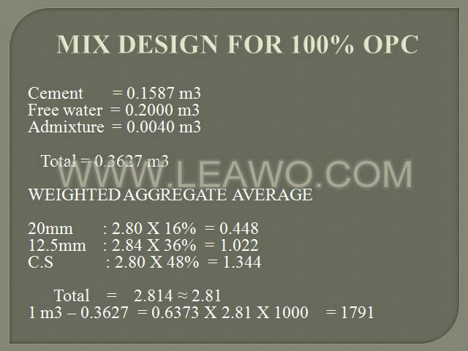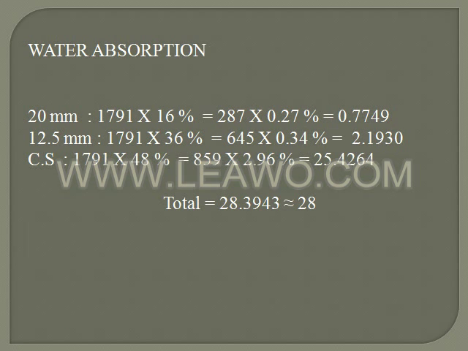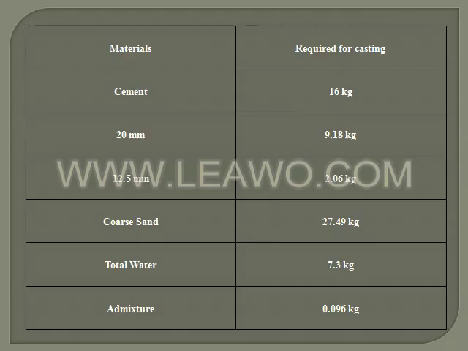Weighted aggregate average: for 20 mm aggregate, the specific gravity into weight percentage, that is 2.80 into 16 percent, is equal to 0.448. For 12.5 mm, 2.84 into 36 is 1.022. For fine aggregate, 2.80 into 48 percent is 1.344. Totally 2.814. 1 meter cube minus 0.3627 is equal to 0.6373, into 2.81 into 1000, that is 1791. Without the water absorption for this mix design, we conducted this calculation. The tabular column shows the material required for casting 12 cubes, 9 cylinders and 9 beams.